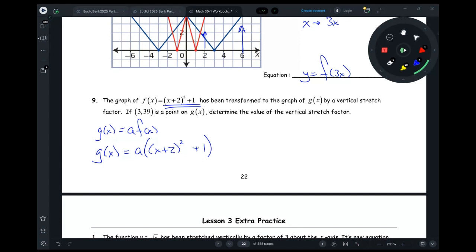Okay, the only thing I'm missing is that vertical stretch. However, the question also gives me a point. I know that if I replace x with 3, the resulting y-coordinate, which is my g of x, is going to be 39. Now this just becomes an evaluation. 3 plus 2 is 5, squared is 25, plus 1 is 26. And when I divide and simplify, I get that my stretch factor here is going to be 3/2. That's my vertical stretch factor. I hope that helps.